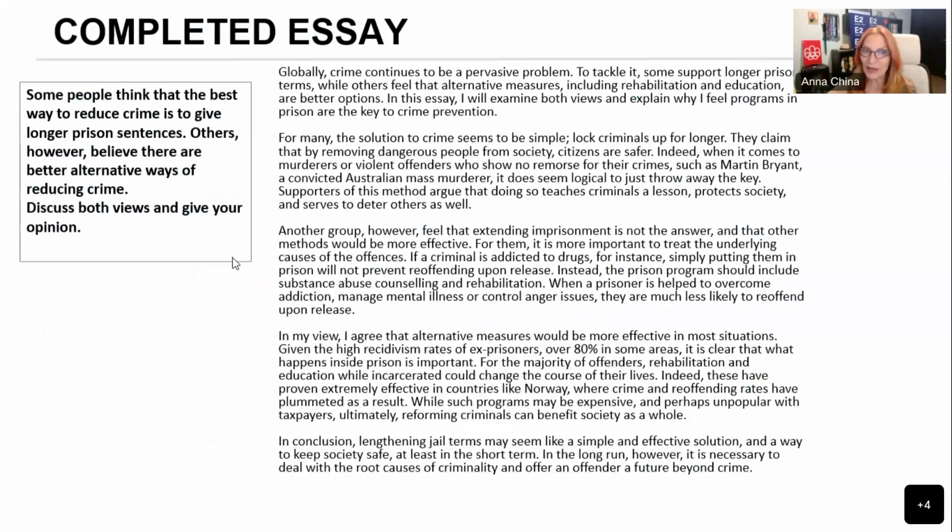So let's go here. Another group, however, feel that extending imprisonment is not the answer and that other methods would be more effective. That's the point. Now I'm going to support this by explaining why. For them, it is more important to treat the underlying causes of the offenses. And if we don't, if a criminal is addicted to drugs, for instance, simply putting them in prison will not prevent reoffending upon release. So in order to produce a conditional sentence, the question that you ask yourself is, if not, or what if? By asking that, that's how you naturally produce a conditional sentence.